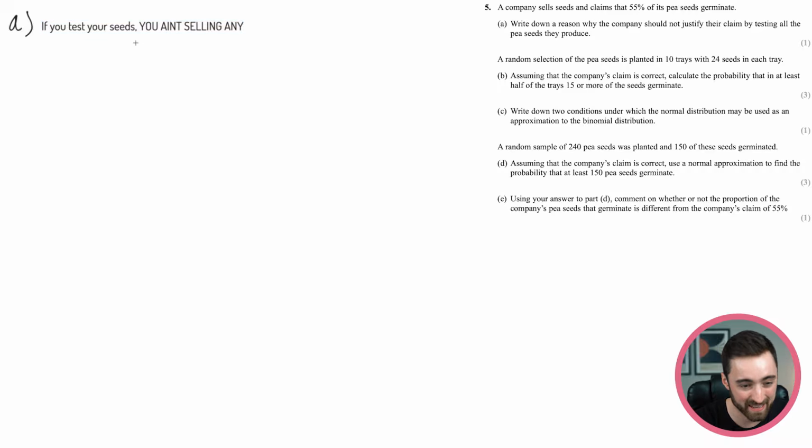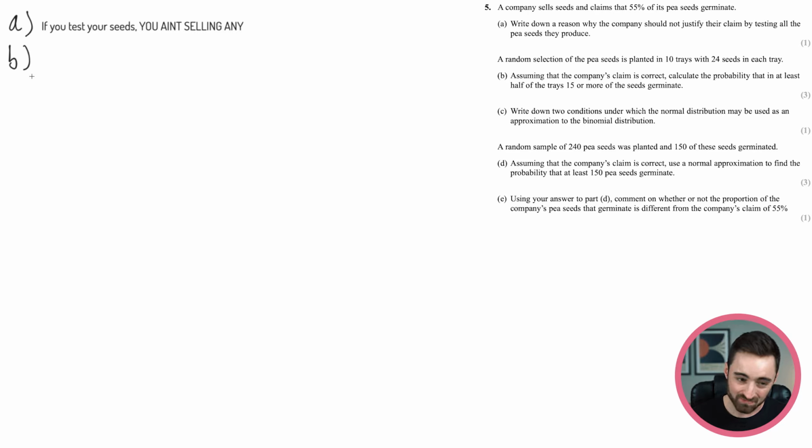Now, part B. Okay, let's recover from that one. A random selection of the pea seeds is planted in 10 trays with 24 seeds in each tray. Assuming that the company's claim is correct, so 55% of them germinate, calculate the probability that in at least half of the trays, 15 or more of the seeds germinate.